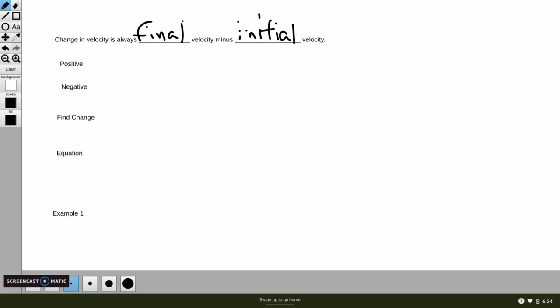Initial just means starting, so whatever the starting velocity is. Now, you can have two different kinds of change in velocity. And change in velocity is written like this, a little triangle V. That's actually not a triangle. It's a delta, but that just means change in.